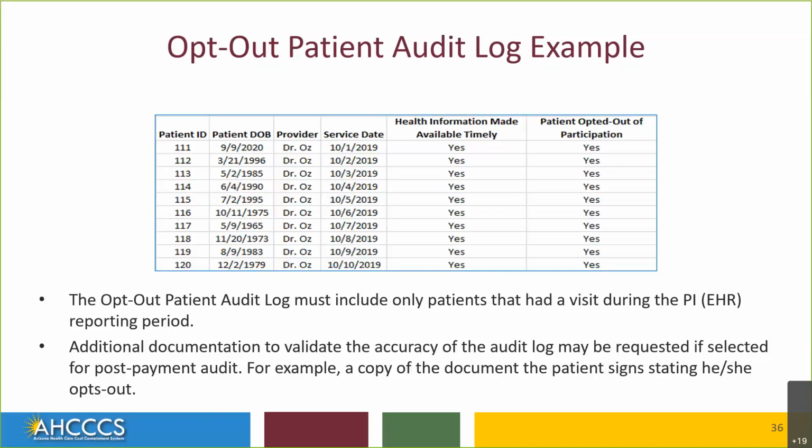The opt-out patient audit log must include only patients at a visit during that PI reporting period. So don't go including patients that are outside the PI reporting period. Additional documentation to validate the accuracy of the audit log may be requested if selected for post-payment audit. For example, a copy of the document the patient signed stating he or she opts out. So if you provide that audit log, during prepayment, they may reach out to you and say, can you provide me the signed copies from patients 114 and 116. Just keep that in mind, make sure you're keeping all your documents. Next slide.